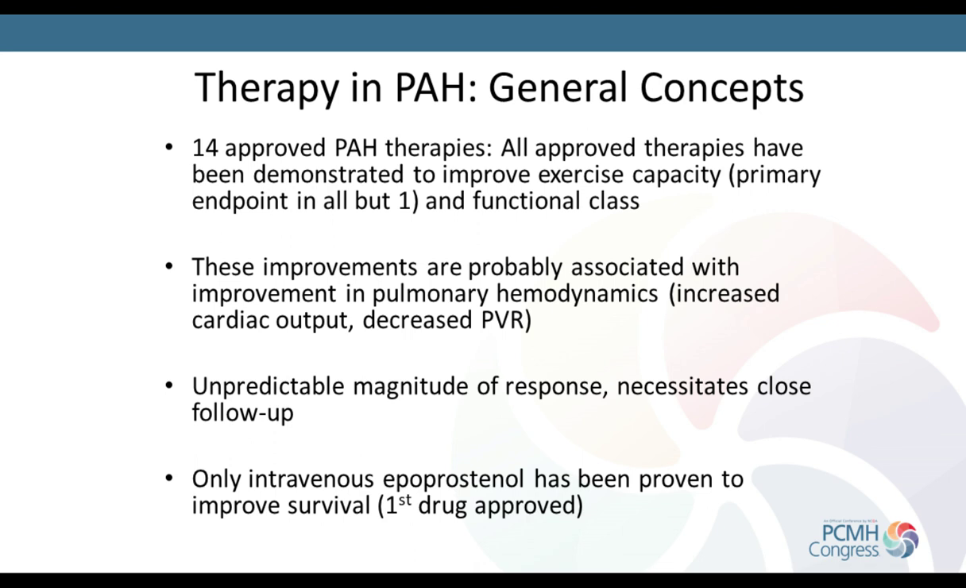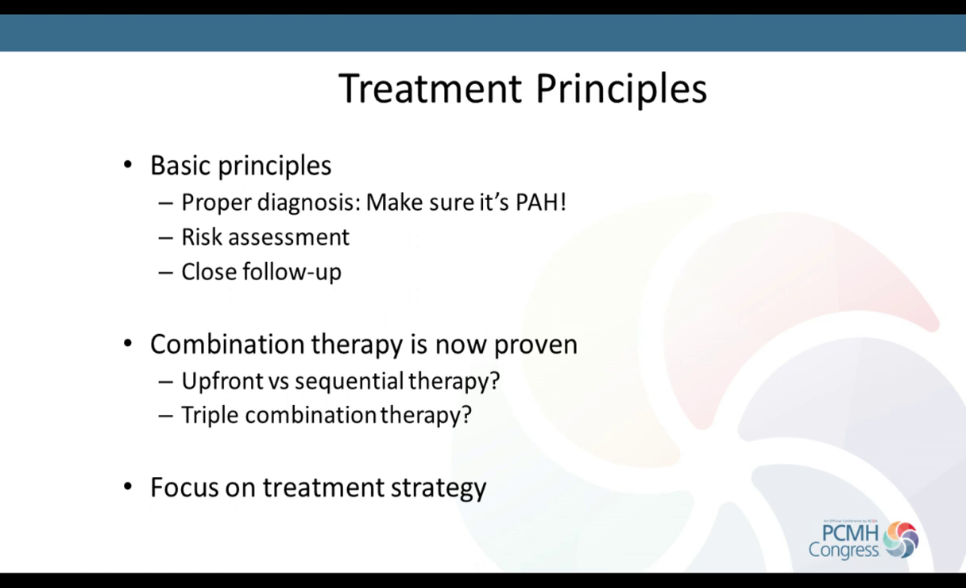So basic principles of treatment, as I mentioned: proper diagnosis to know you're treating the right patient, understanding the risk assessment, how sick is that patient in terms of what therapy they need, the close follow-up of the patients, and then the ability, which again is due to all these therapies, of having multiple therapies. So the concept of combination therapy for pulmonary hypertension is really becoming the norm and the standard of care now. And that's based on a number of studies, a few of which I'll show you, demonstrating the benefit of more than one drug in a patient with this condition.